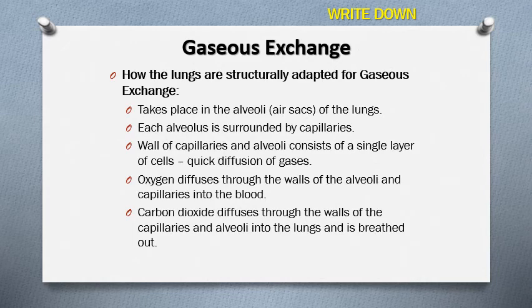It's made up of a single layer. So the walls of the capillaries and the alveoli consist of a single layer of cells. This allows for quick diffusion of gases. Oxygen diffuses through the walls of the alveoli and the capillaries and goes into the blood, while carbon dioxide diffuses through the walls of the capillaries and the alveoli into the lungs and then will get breathed out. So oxygen is moving into the blood, carbon dioxide is moving out of the blood and will be ultimately breathed out.